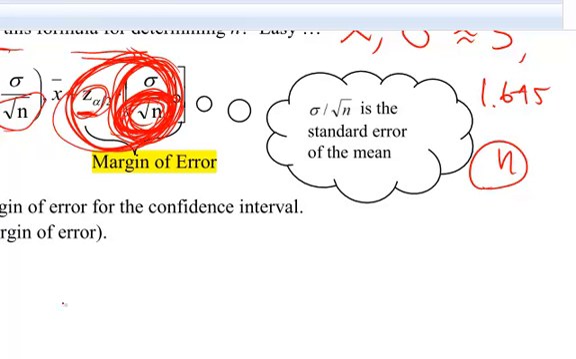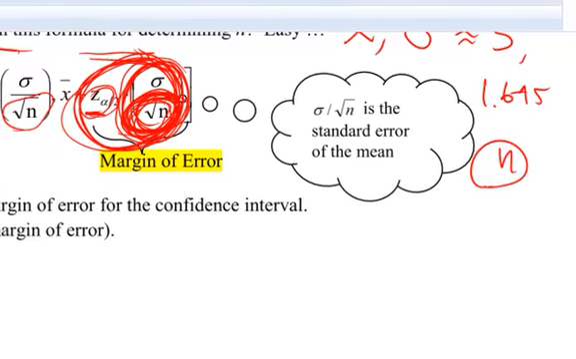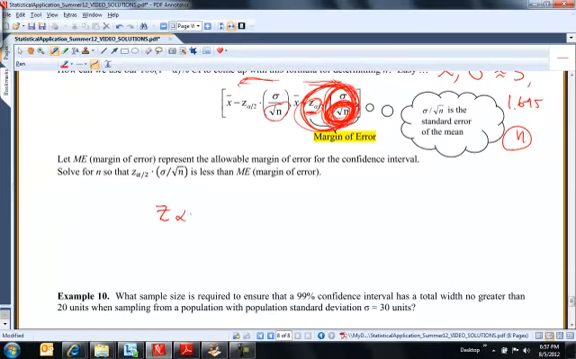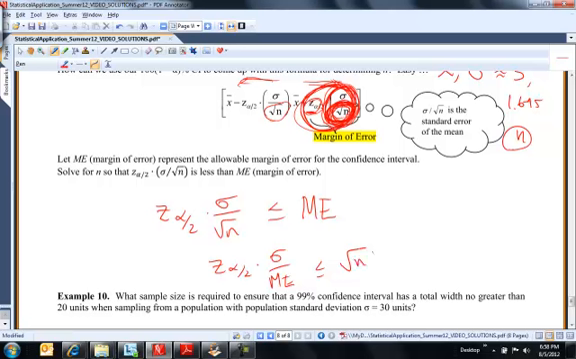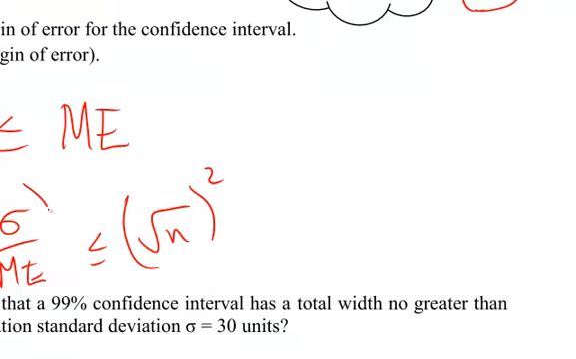So you can get a formula for this. You would just take z of alpha over 2 times sigma divided by square root of n, and say I want that less than or equal to some margin of error. I'll just call it ME. Solve for capital N, and you'll get z alpha over 2 times sigma divided by ME is less than or equal to square root of n. This is positive, so that's legal to cross multiply. I'm going to square both sides, and there I have my formula for computing n.